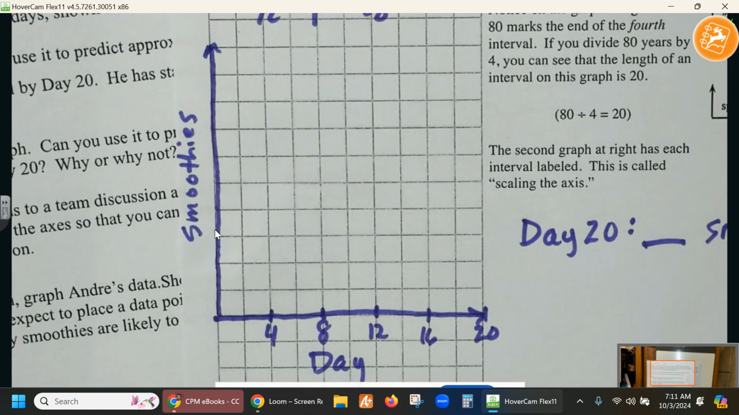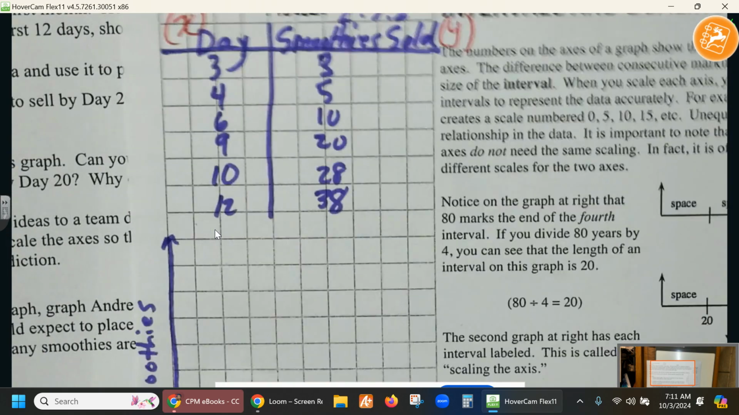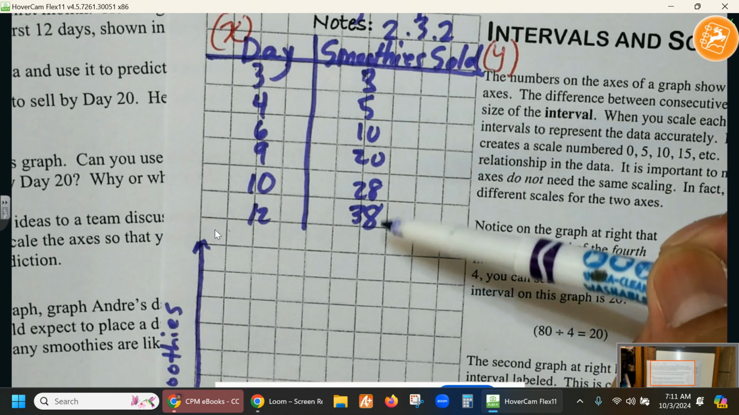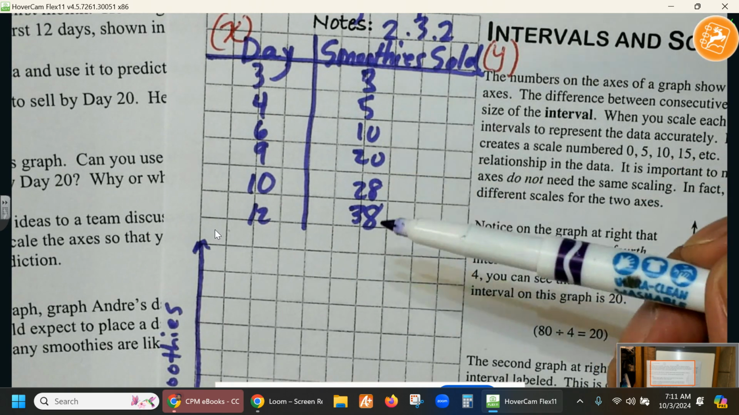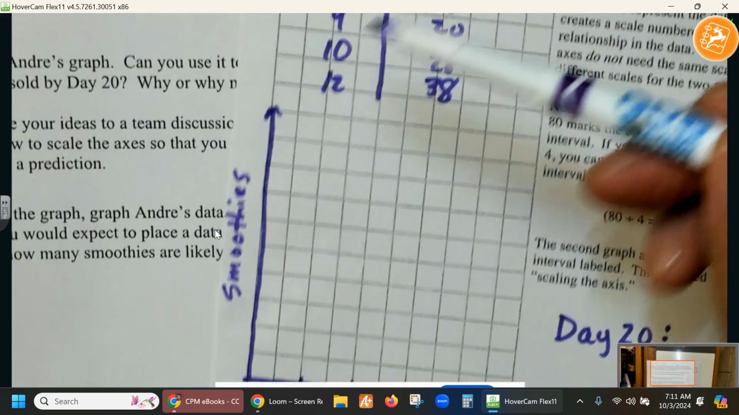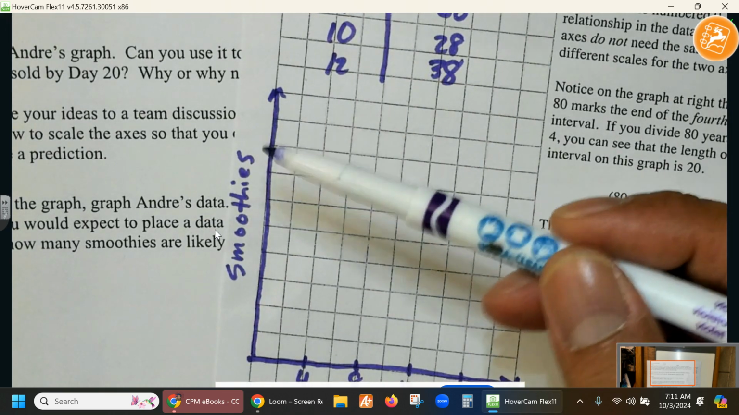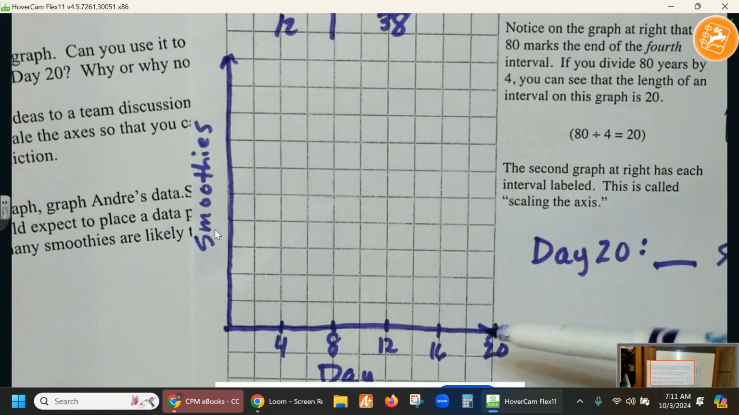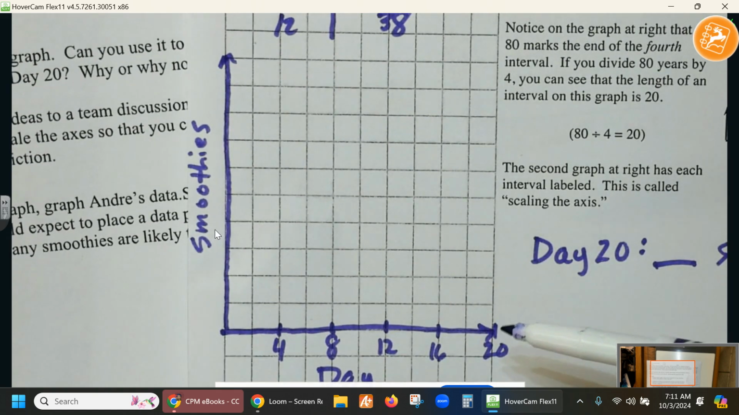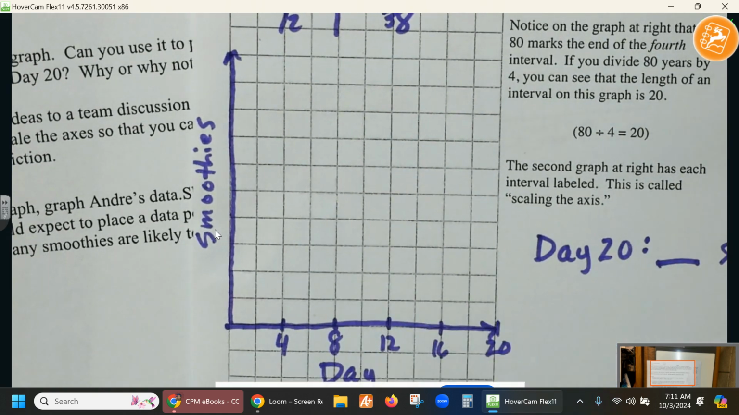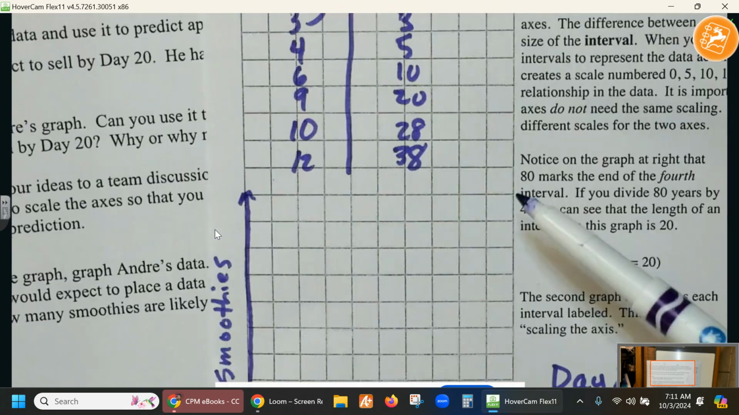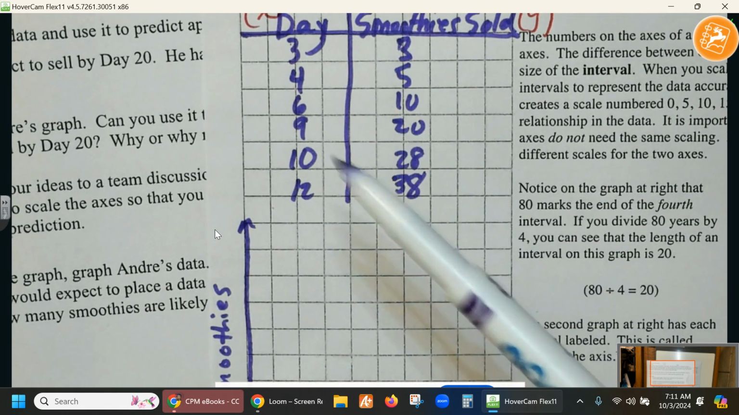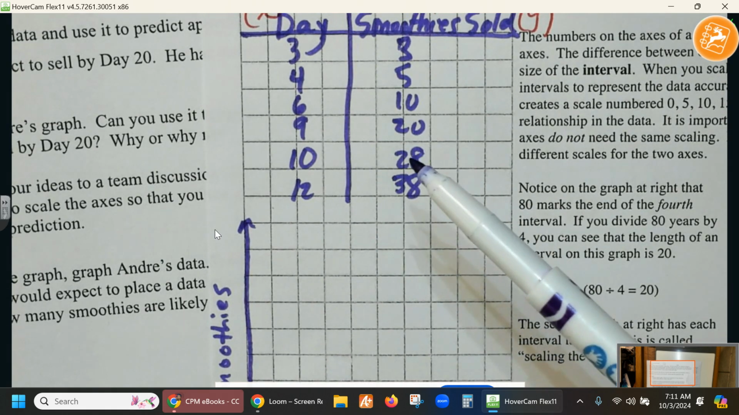So we're looking at our number of smoothies sold, and we're trying to figure, well, how high do I need to go on this? Okay, so if by day 12 I have 38 smoothies, I don't want 38 to be up here towards the top because I'm going to need to predict for day 20. So we know it's going to be beyond 38, and we figure, well, it might be maybe another 20 smoothies or so, because on day 10 it's 28.